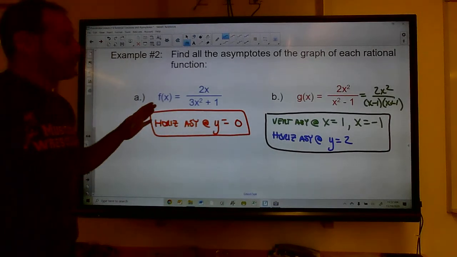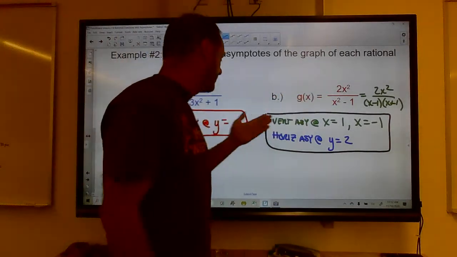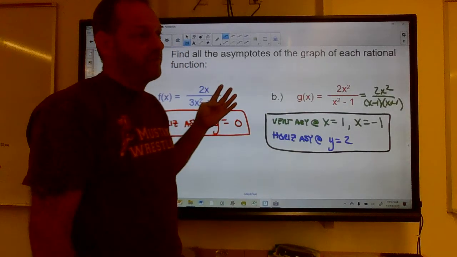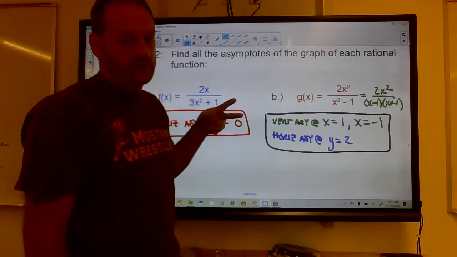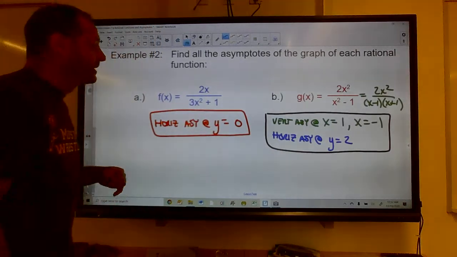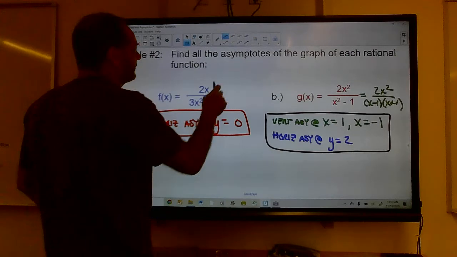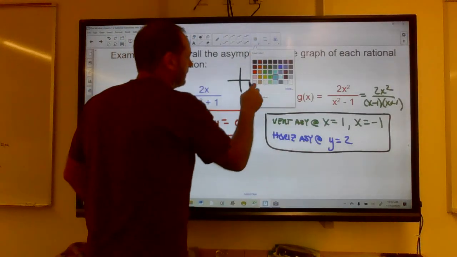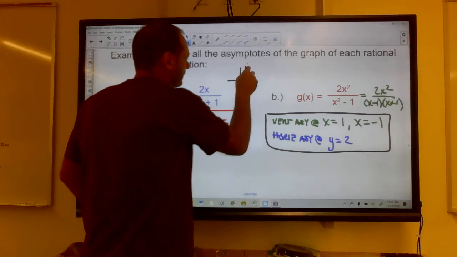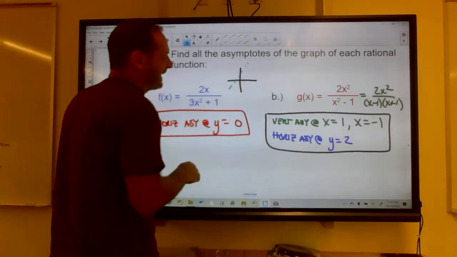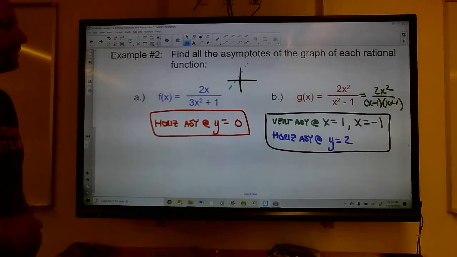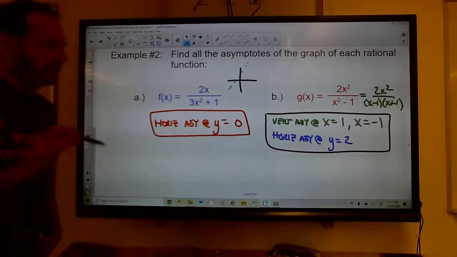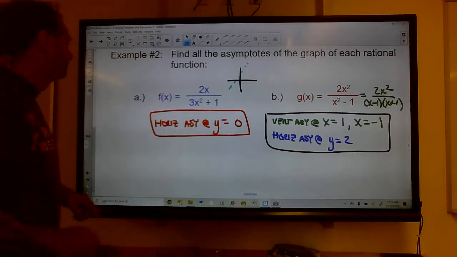Now, you can have as many vertical asymptotes as there are. In this case, there was 2. In this case, there was 0. You can have at most 2 horizontal asymptotes. There's also other asymptotes. They're diagonal. So you have a graph like this, and you can have an asymptote that kind of goes like this. That's called an oblique asymptote. If you have a horizontal one, you cannot have an oblique one. And we'll talk about when you get an oblique one later.